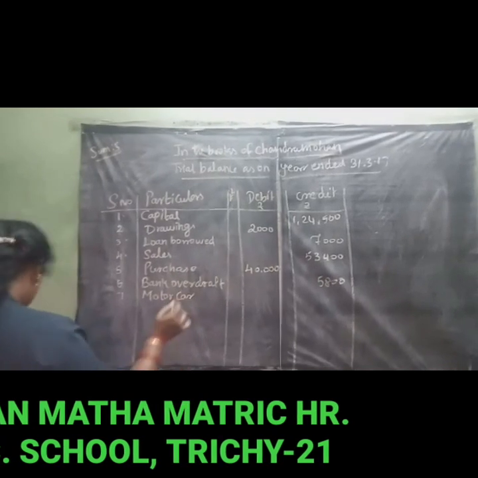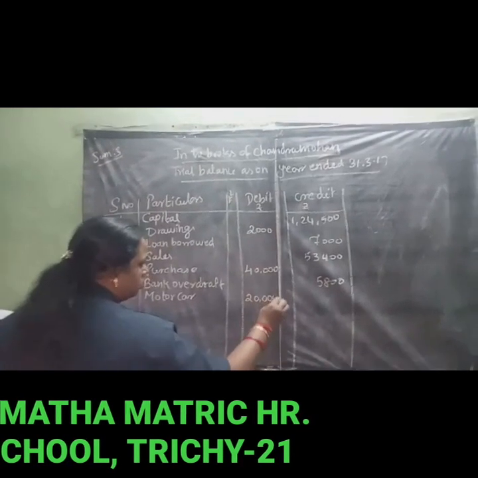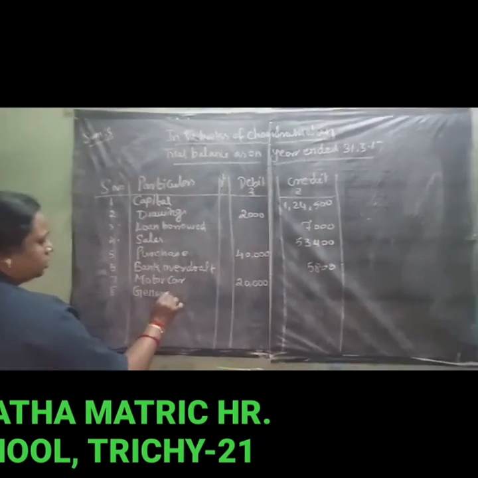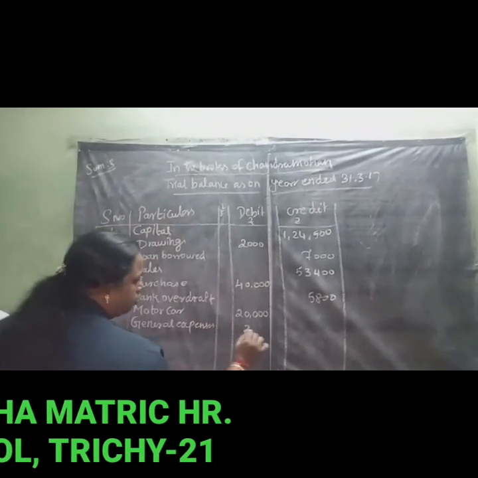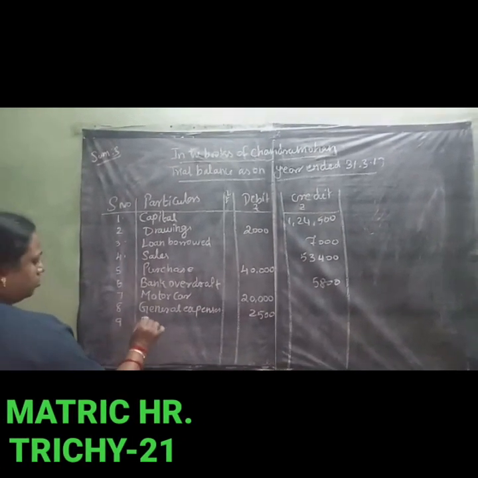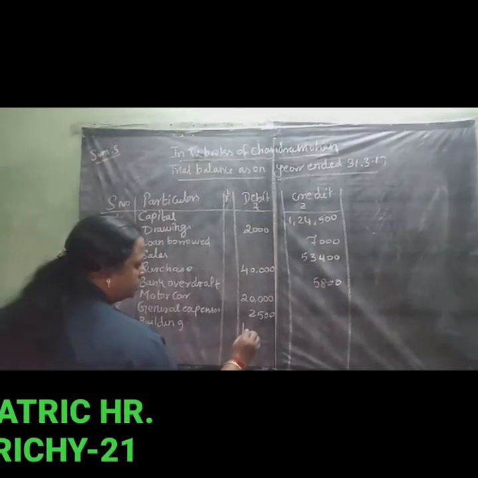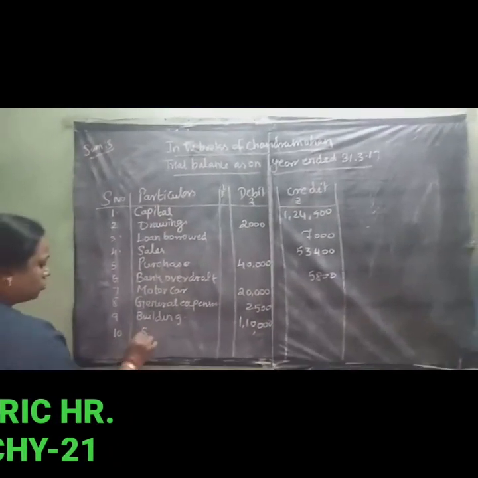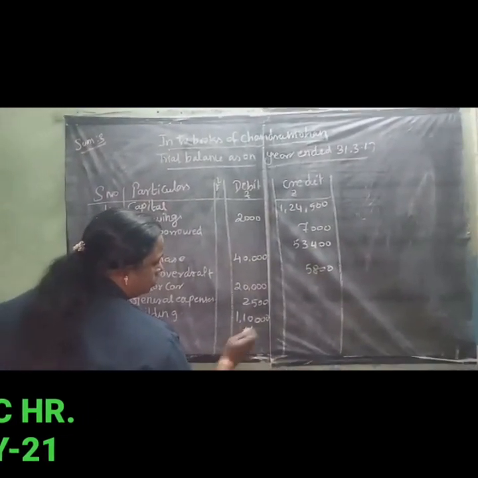The next one, motor car. Motor car is an asset. So write on the debit column, amount 20,000. Next one, general expenses. So all the expenses debit. So write on the debit column. General expenses 2,500. Next amount, building. Building is an asset, 1,10,000, debit column. And next item, stock. Stock is also an asset. So write on the debit column 16,200.